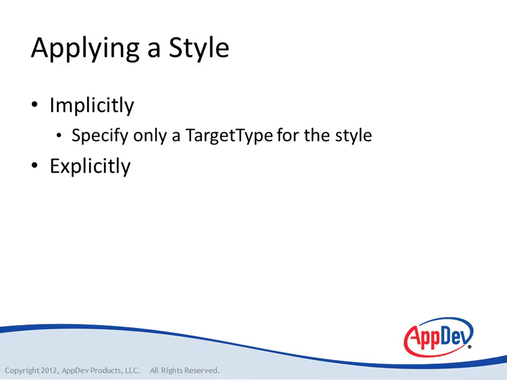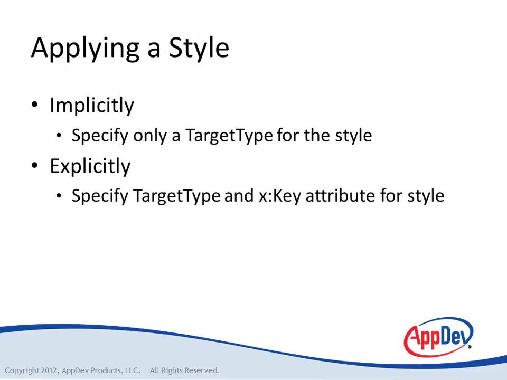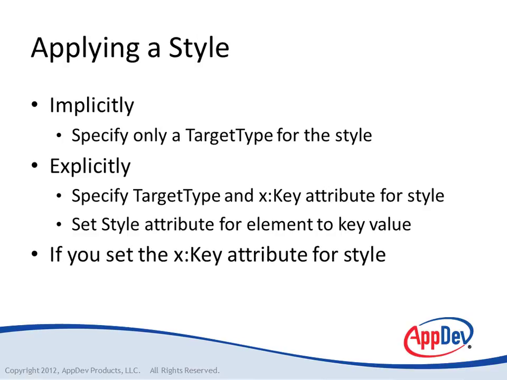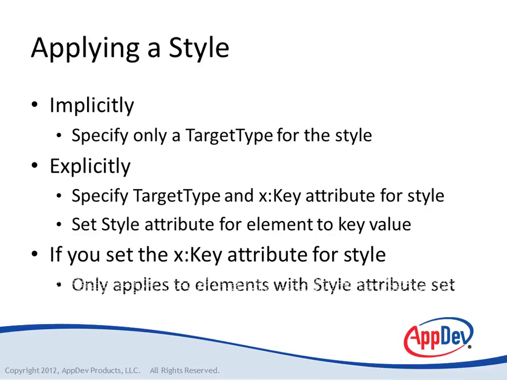Or you can apply it explicitly as we did in the previous example. There you specify both the target type and the x:"key" attribute. And then you must set the style attribute for the element to that key value. If you set the x:"key" attribute for a style, then it will only apply to elements that have their style attribute set to match that x:"key" value.